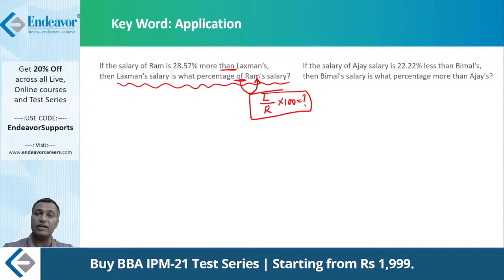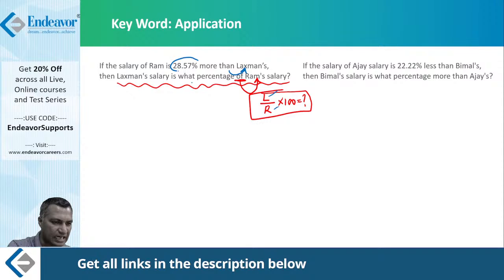That's not the way to approach it. Again, listen to me very clearly. Who is the benchmark here? After "than", who is coming? Lakshman is coming. Lakshman is the benchmark. Even if you see an ugly number like this, 28.57%, write it as a fraction. What is 28.57%? 2 divided by 7.